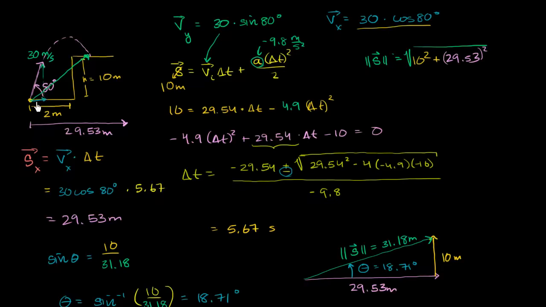Now, the other thing I realized is that when I started this problem, I was asking you how far along the platform it lands. And we figured out its total horizontal displacement. If the platform starts 2 meters to the right, it's really 27.53 meters along the platform where it lands.